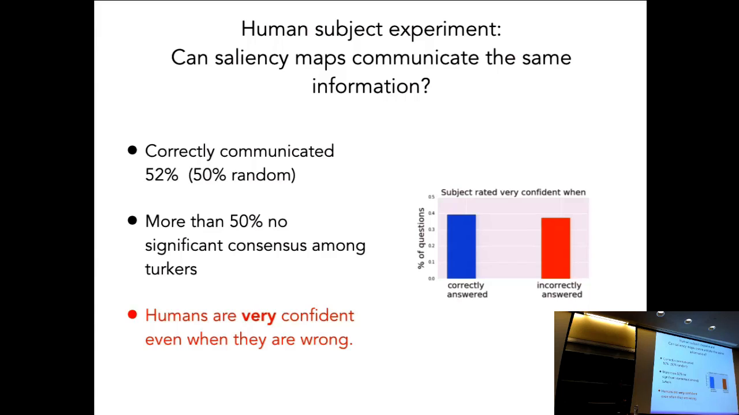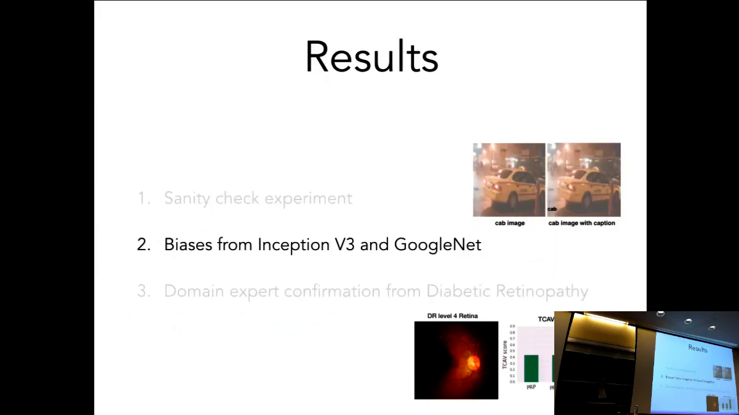This is not to say the saliency map methods are incorrect and not valuable. It is just to say that we need to use these methods with caution, especially for high-stakes decisions. All right, yes?